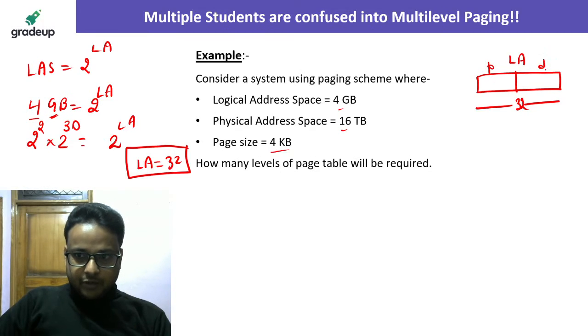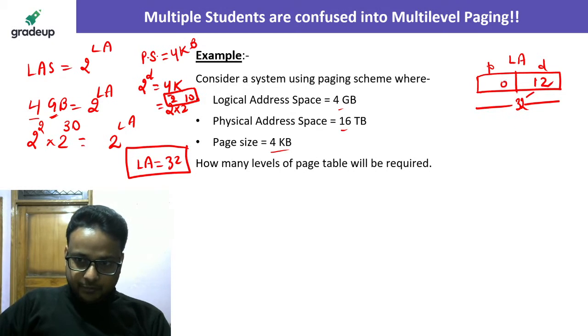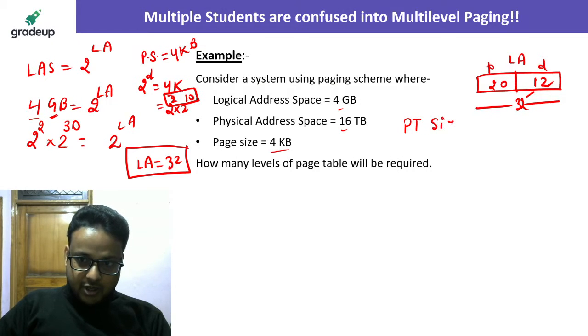Now, the page size is 4 KB, and you know the formula 2^D is equal to 4 KB. You can write 4K as 2^2 times 2^10, so D will be 12. If you subtract 12 from 32, it will be 20. Now I have to find the page table size. If you try to find the page table size, the formula is n into e.